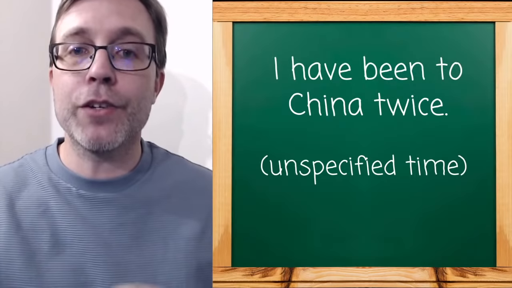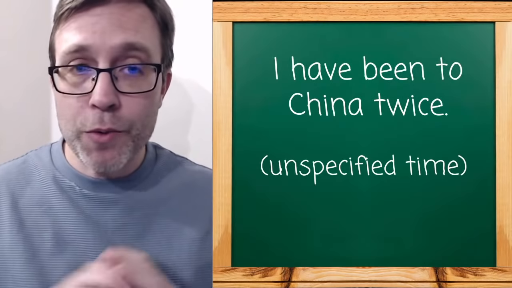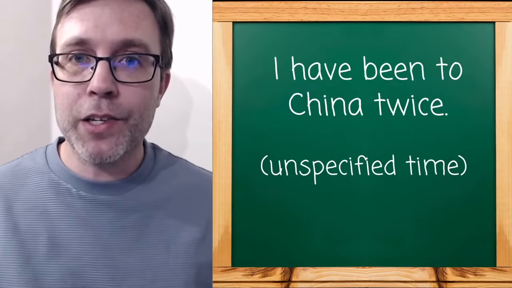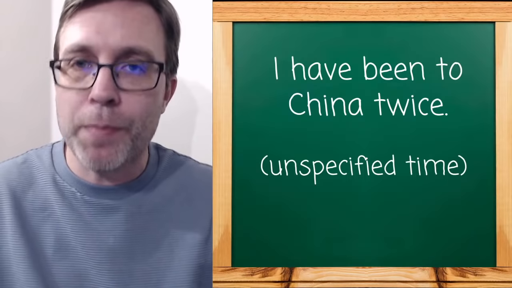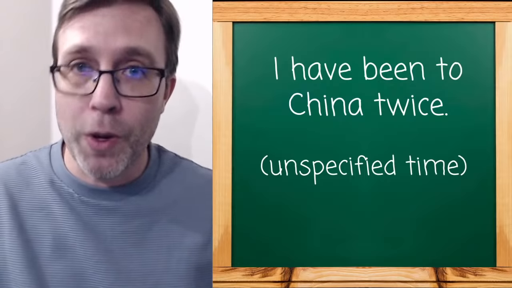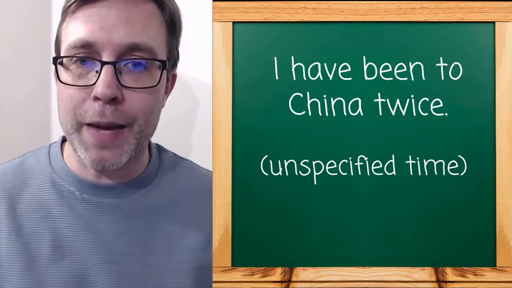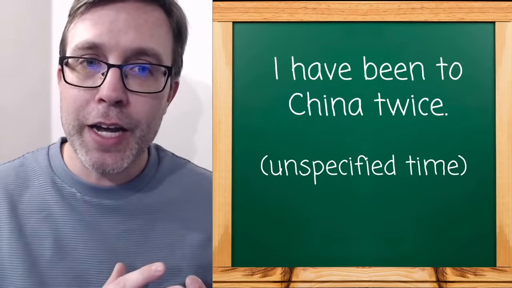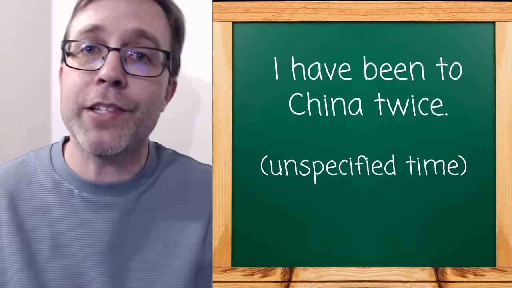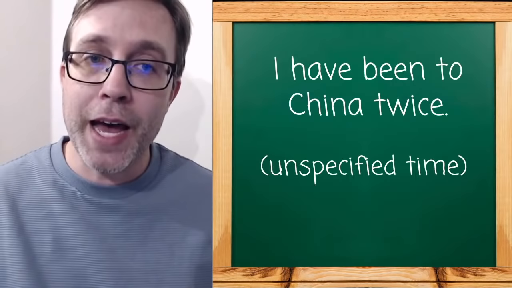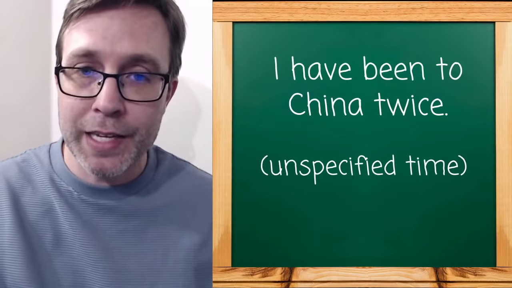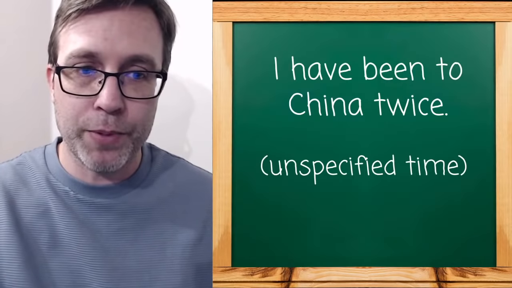I have been to China twice. You don't know when I'm talking about. I didn't tell you the time. So in that case, it's common. People are going to use the present perfect tense. I have been to China twice. If I told you the time, if I said last year, in that case, people would then use the past simple. I went to China last year. That would be specified time, and then you would use the simple past. But in this case, we're going to use the present perfect.